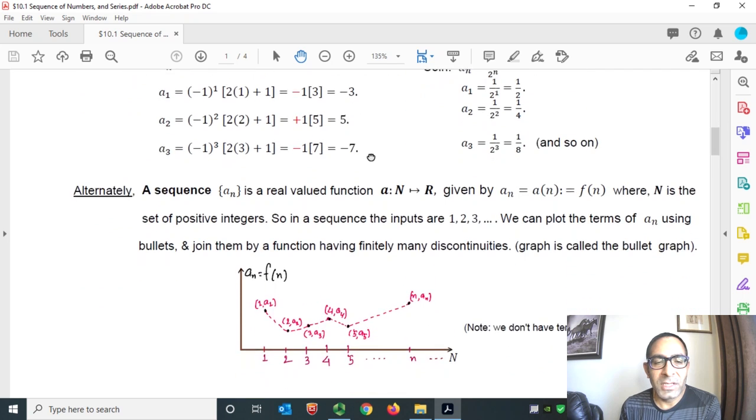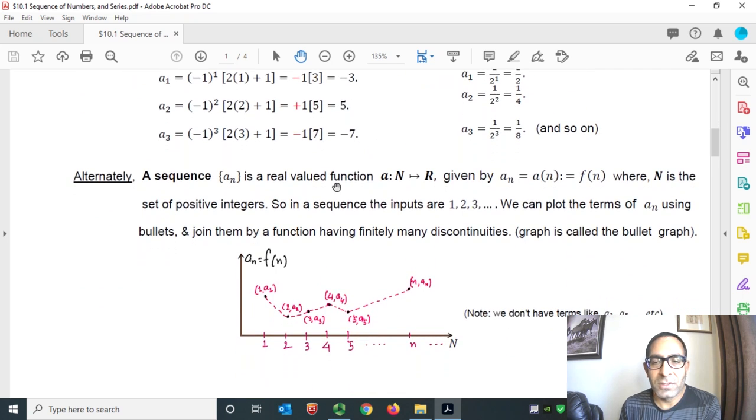Alternately, a sequence is a real valued function going from the set of positive integers to the real numbers, and we denote it by an equals f of n, and sometimes a of n is written as a suffix n. So in a sequence, the inputs are natural numbers. We can plot the terms of the sequence using bullets and join them by functions having finitely many discontinuities.